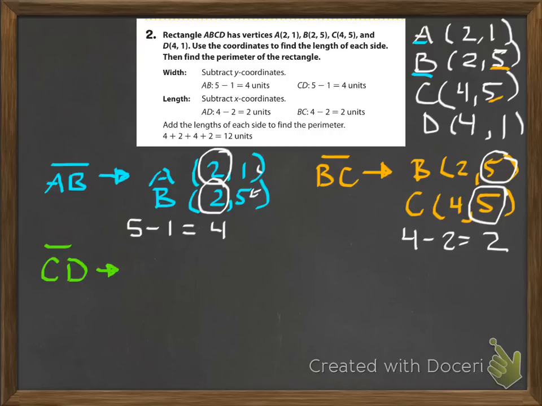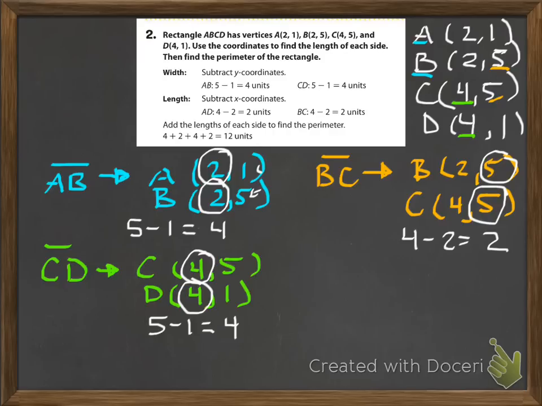The next line that I'm selecting is line CD. So coordinates C and D I'm going to write right here. As you can see, the reason I chose C and D is because C and D both share that 4. So now in white, I'm going to circle the 4 and the 4 because I'm confirming that they are the same. And then we're going to go ahead and do 5 minus 1 equals 4. So now we have another side length of 4.